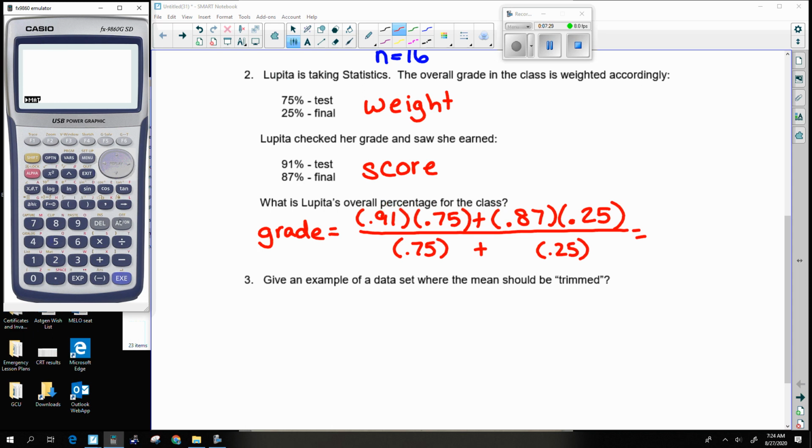Oop, made a big mistake. Sorry, let's try that one more time. 91 with 75 and 87 with 25. That gives 0.9, add up the bottom, that is 1, so this is 0.9, aka 90%. 90% is what Lupita has.